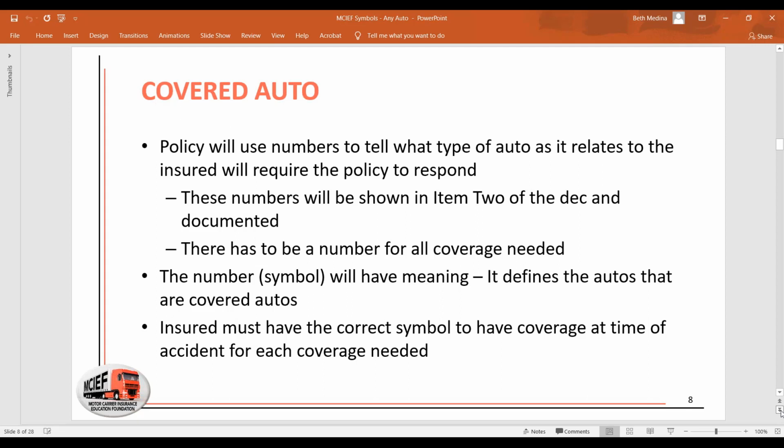Policies will use numbers to tell what type of auto, as it relates to the insured, will require the policy to respond. These numbers will be shown in item 2 of the dec and documented. There has to be a number for all symbols needed, all coverage needed. The number symbols will have a meaning. It defines autos that are covered autos. The insured must have the correct symbols to have coverage at time of accident for each coverage they decide they need.